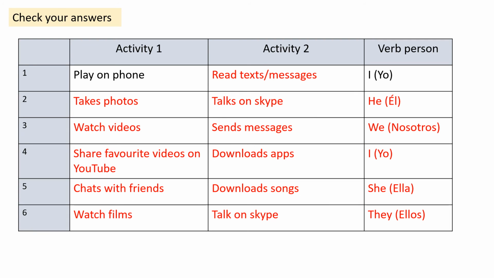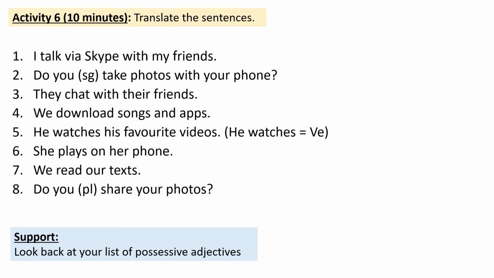Okay, chicos, let's move on to your final activity now. Well done on that one. Okay, chicos, so now what I would like you to do, please, is translate these sentences. Please write both the English and the Spanish. For number 2 and number 8, remember in Spanish, if you're doing a question, you just put an upside down question mark at the beginning, but your verb is exactly the same. They're much easier to form in Spanish than in English.